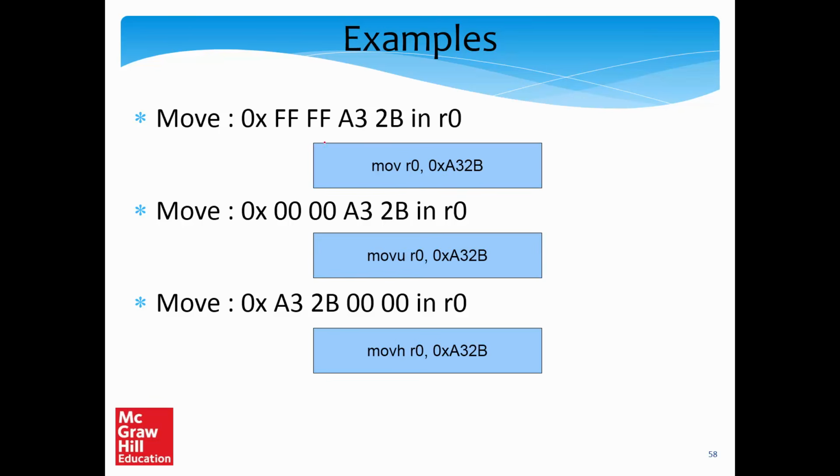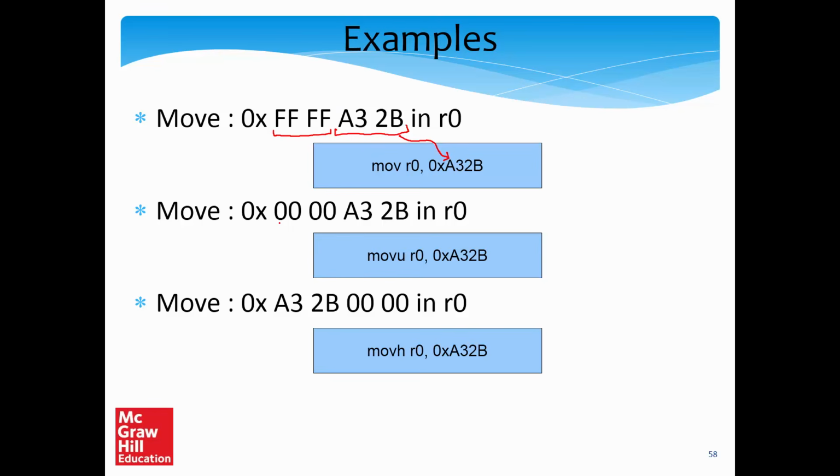For example, if we want to save FF A3 2B in R0, all that we do is that we actually move A3 2B into R0. So it will load A3 2B in the lower positions and upper positions will replicate the sign bit. Since the sign bit is 1, the upper 2 bytes will become FF and FF.